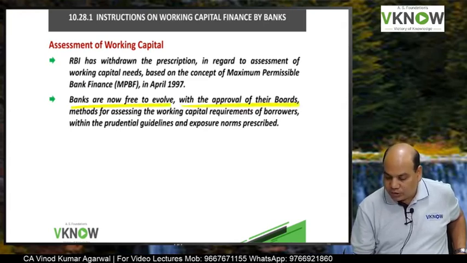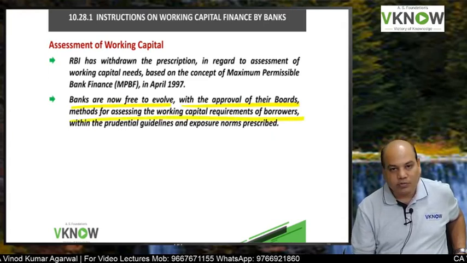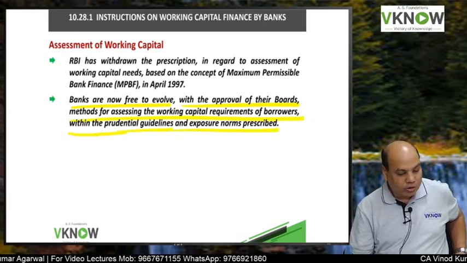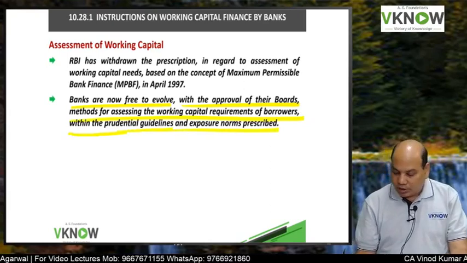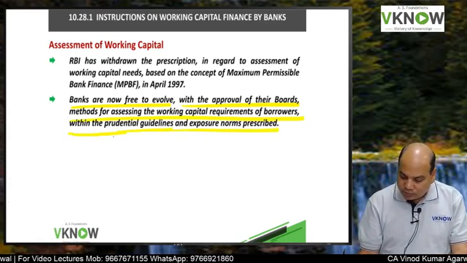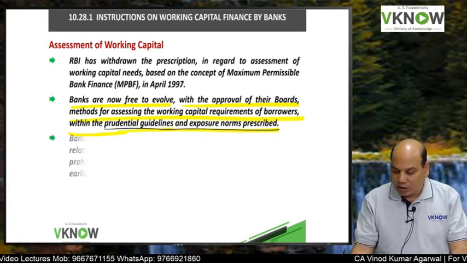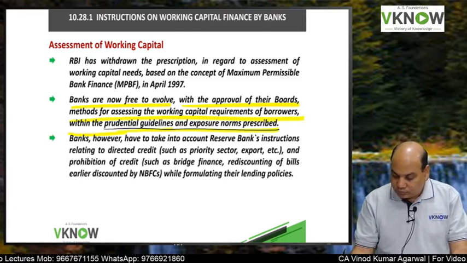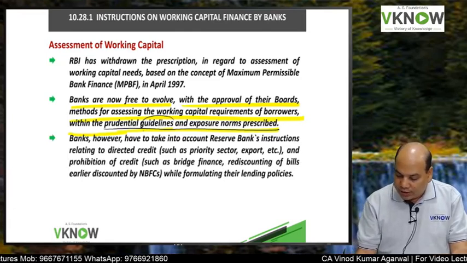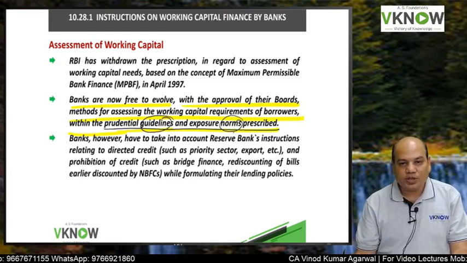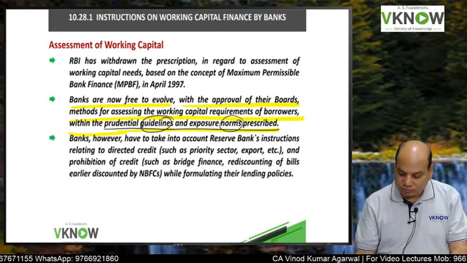With the approval of their board, board means board of directors, a method for assessing the working capital requirement of the borrower, with the prudential guideline and exposure norm prescribed. So now RBI has not given any formula. Banks can decide on their own how much working capital finance should be given, but they have to keep the overall guideline and norms which have been prescribed by RBI.